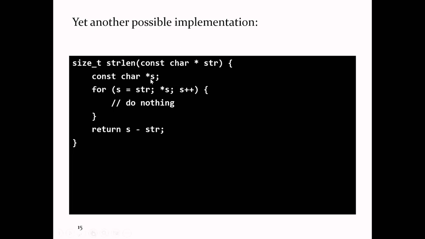So what do we return? We return s minus str. Remember what pointer subtraction does in C? s minus str returns the difference between s and str. So if str points at the front of the string and s points at the back, the difference, s minus str, is just that: the number of characters between s and str. So there's 1, 2, and 3. So that's the length of the string.